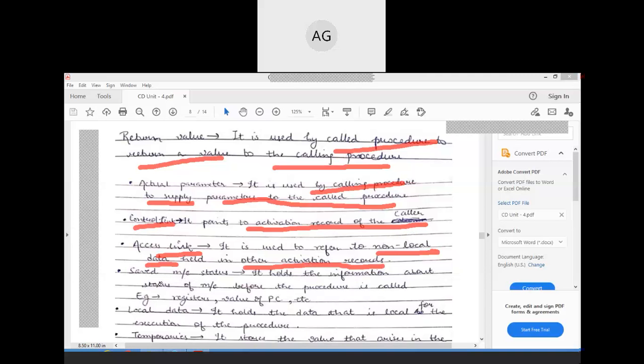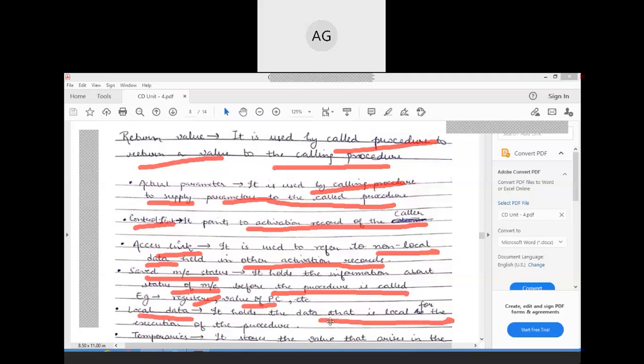The fifth field is saved machine status. It holds the information about the status of the machine before the procedure is called, that is, at which state the machine was held before the procedure is called. So you need to store those locations, meaning the state of the registers or the value of the program counter before the execution starts. Then the next field is local data. It holds the data that is local to the execution of the procedure. And the last is the temporaries.